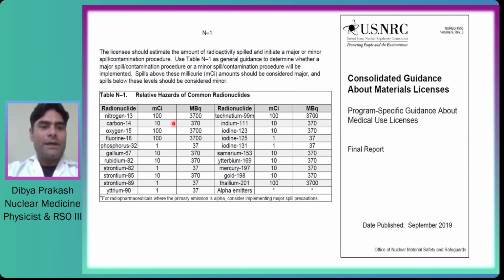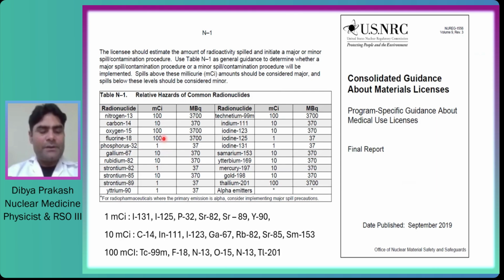boundary: if it is nitrogen N13, and if the activity is more than 100 millicurie, then it is a major spill. So whatever activity is less than this is a minor spill, and whatever activity is more than this is a major spill. So for this, iodine 131 with 1 millicurie becomes a major spill. But for technetium 99m or fluorine 18, even with 100 millicurie, it is a minor spill.